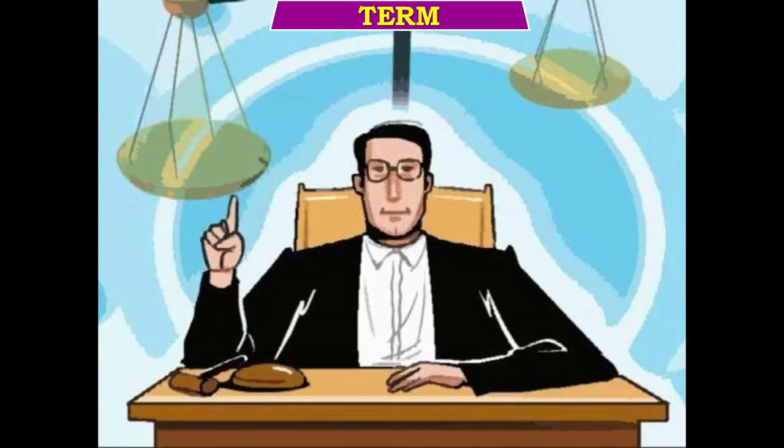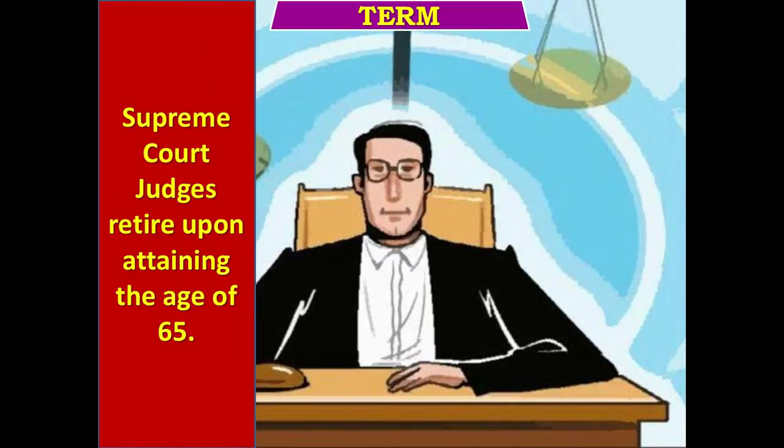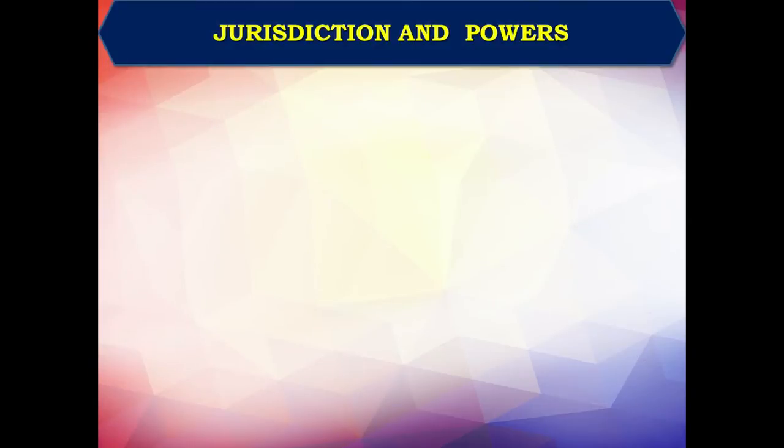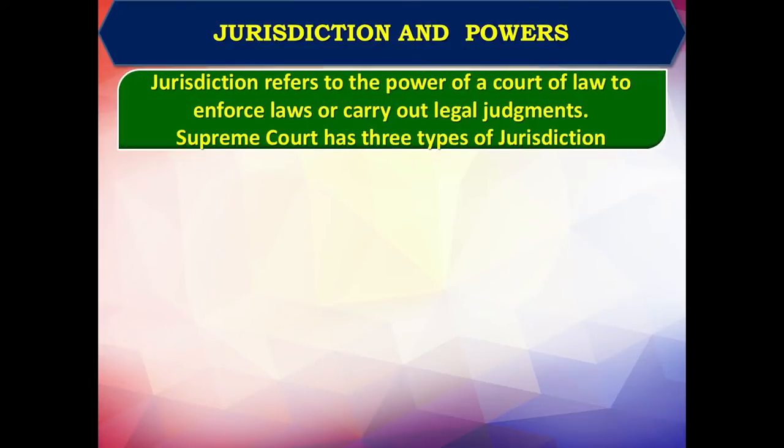And next one is the term. Supreme Court judges retire upon attaining the age of 65. A judge of the Supreme Court can only be removed through the process of impeachment for proven misbehavior or incapacity. So that is the term of the judge. And then next we will see about the jurisdiction and the powers.